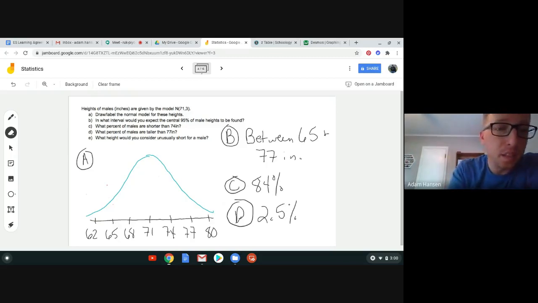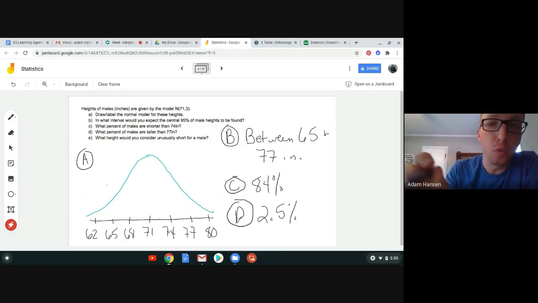Okay, and then lastly, letter E. What height would you consider unusually short for a male? So unusually short would be an outlier on the low side. Anything that would be more than 3 standard deviations below the mean. So I'd probably say a height that would be less than 62 inches or 5'2".